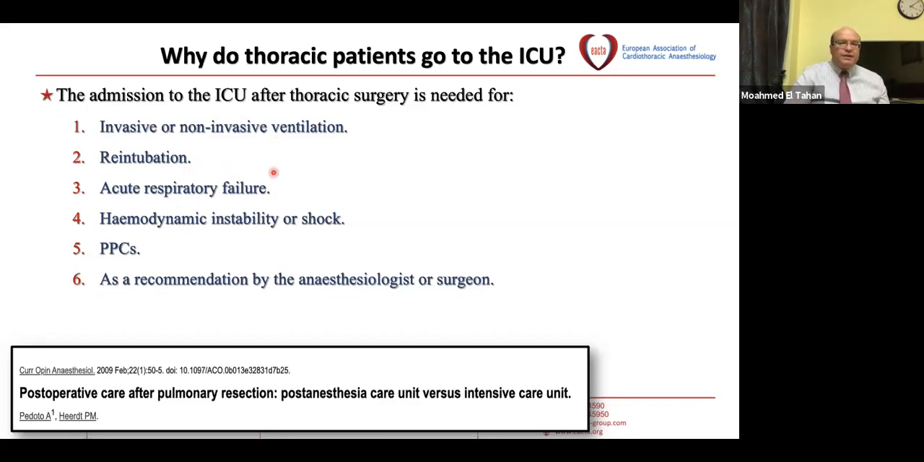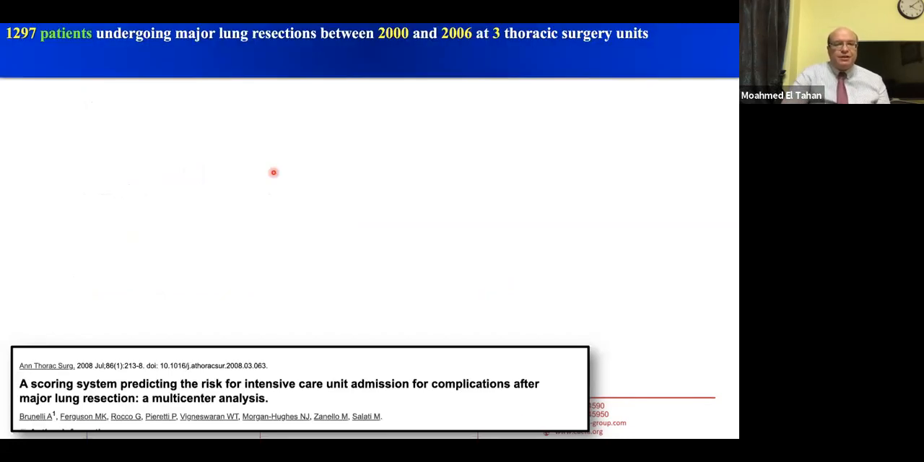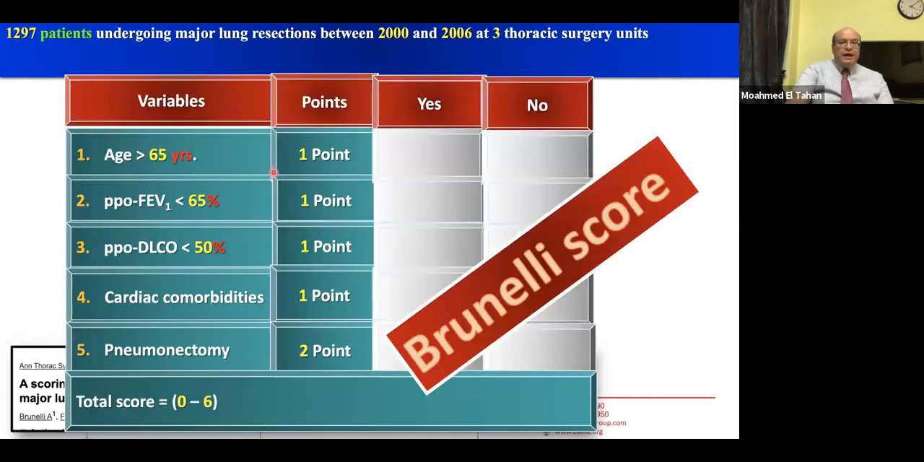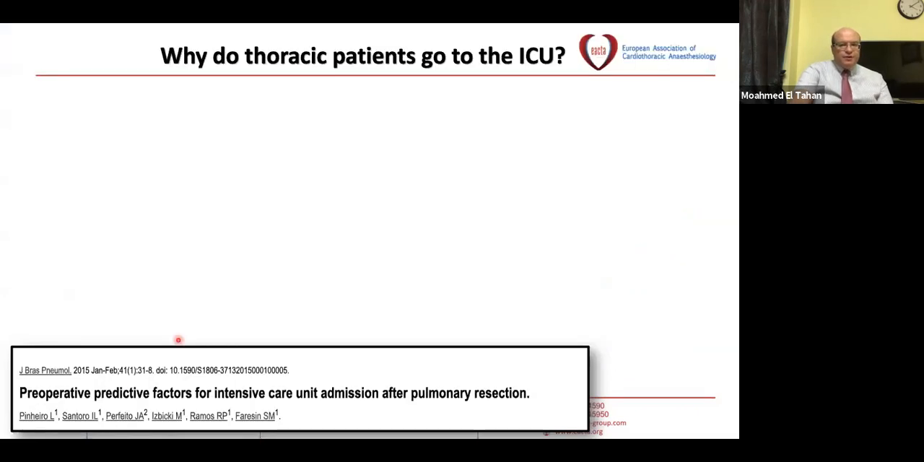If you have a policy to maintain the patient on non-invasive ventilation in the ward, you don't need to send the patient to ICU. In this study of patients undergoing major lung resection over 6 years at 3 centers, including 1,200 patients, the defined scoring variables include age greater than 65, predicted postoperative FEV1 less than 65, predicted postoperative DLCO less than 50, cardiac morbidities, and pneumonectomy.